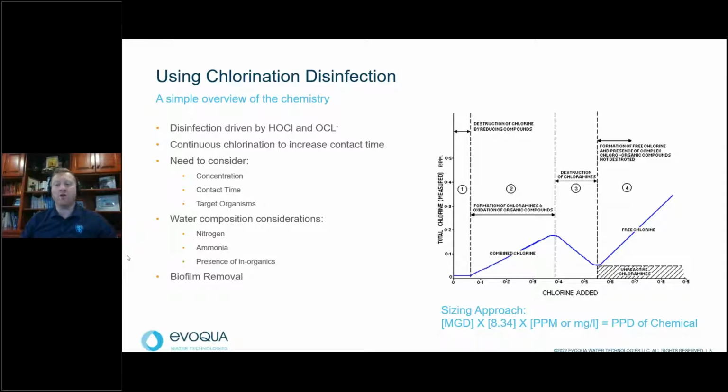Optimal disinfection can occur when the water composition chemistry is considered. Nitrogen, ammonia, and the presence of inorganics will all impact the disinfection reaction. The best way to interpret this is with the breakpoint curve shown here. It is important to build an understanding of this relationship between the contact time and the residual when evaluating the total chlorine levels. With this knowledge, you can properly size your disinfection needs, and a simple way to look at this is through the sizing equation shown here down at the bottom. This can best be regulated with a chlorine analyzer and controller like the Depalox units offered by Evoqua.